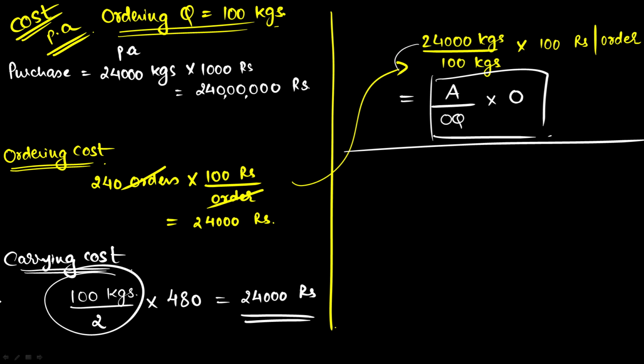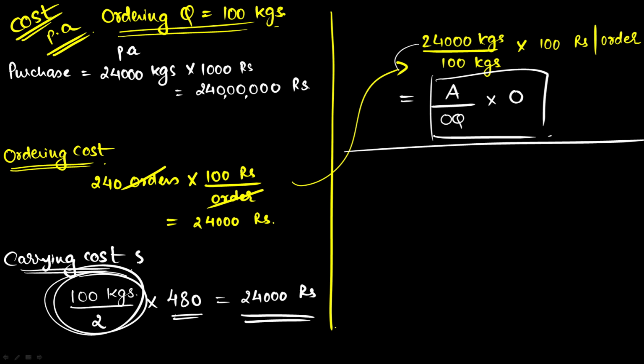Is it alright? So you will have to carry 50 kgs in your godown. Your carrying cost per unit, what is carrying cost per unit per annum? 480. 480 is nothing but carrying cost per unit per annum. I want to carry how many kgs? 50 kgs. Then total cost will be 50 kgs into 480.